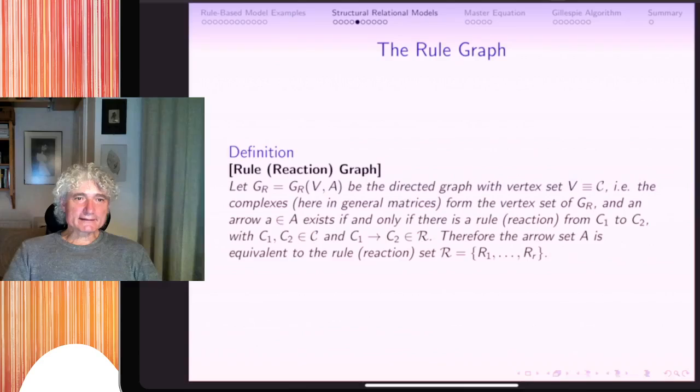Another directed graph now, instead of a hypergraph, is the so-called reaction graph. That is a straightforward construction. You just think of the arrows from the rules as being arrows in a graph. So again, the vertex set of this graph are the complexes. And if there is a certain rule which takes two complexes C1 and C2, and there is a rule between them, then you say these are two vertices that are having an arrow between them.